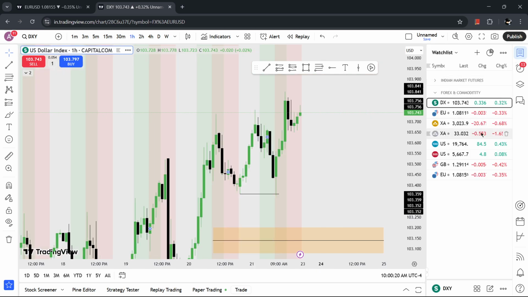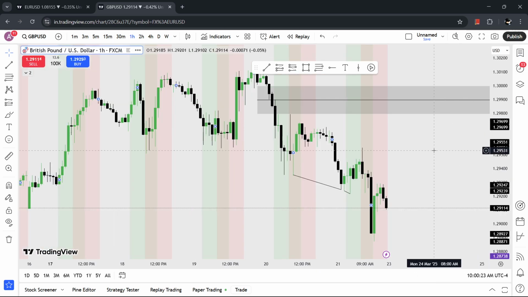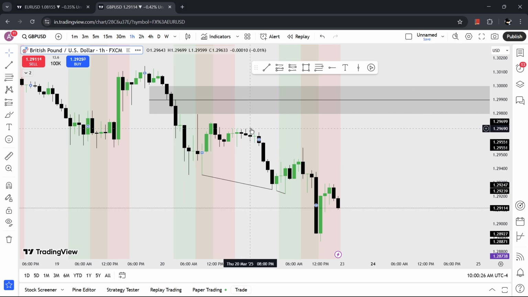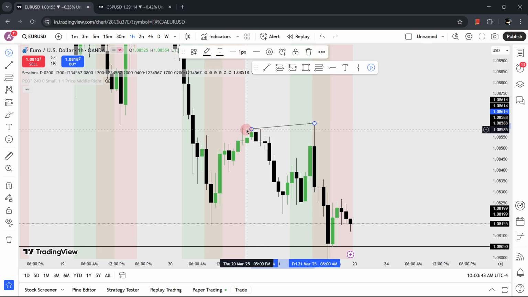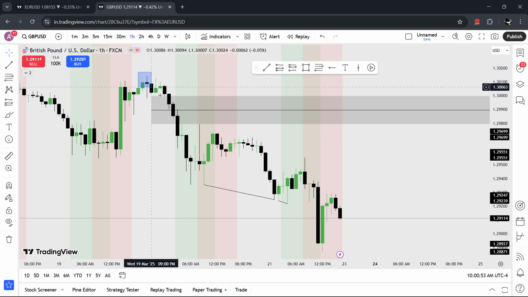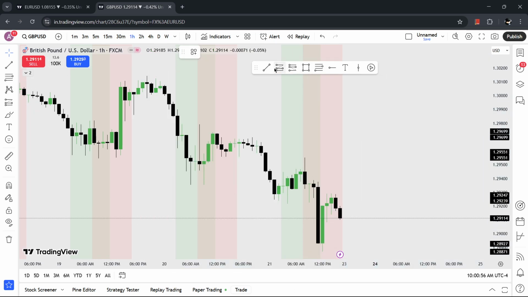But the problem comes when I go to GBP USD. This is 8 p.m., that is the Asian high. 8 a.m. is the New York open. In Euro, let's say this high was taken out at 8 a.m. New York local time. But unfortunately, GU was not able to take out this high.